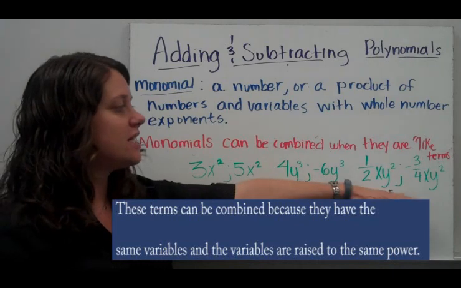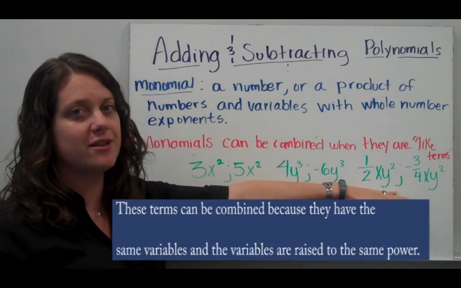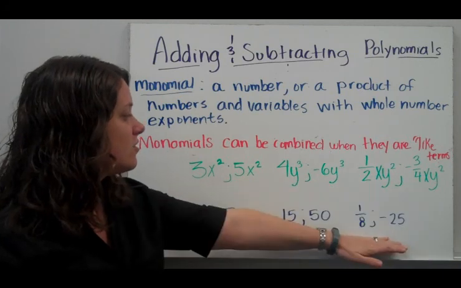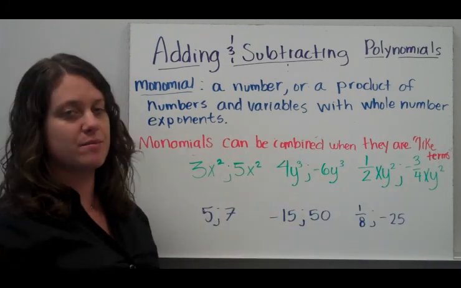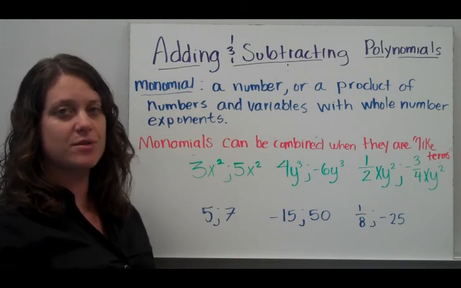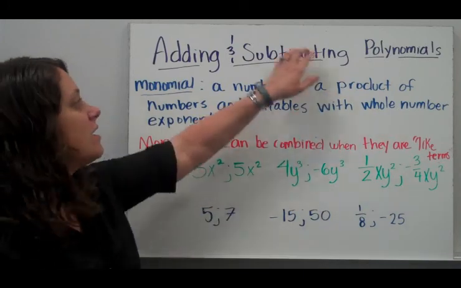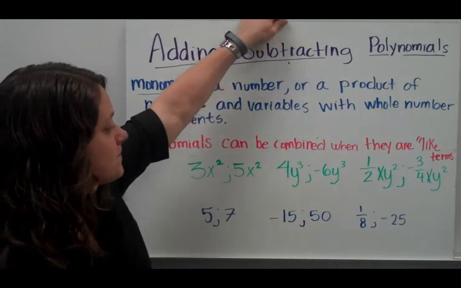Okay, so you can see here xy squared, 1/2, and negative 3/4, those could be combined, those are monomials. And also, sometimes we forget that just regular numbers are monomials. So any kind of numbers, rational numbers, they can all be combined and they all count as monomials. Alright, so moving on.